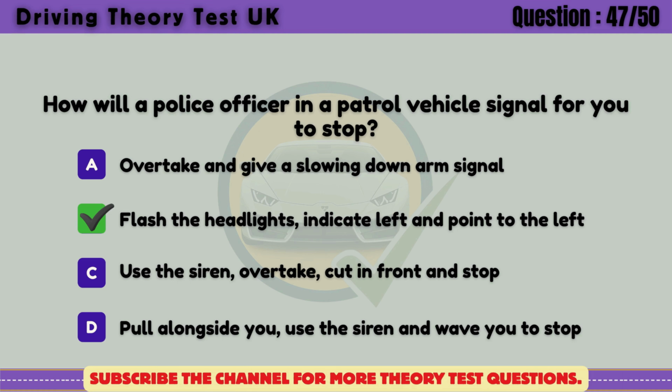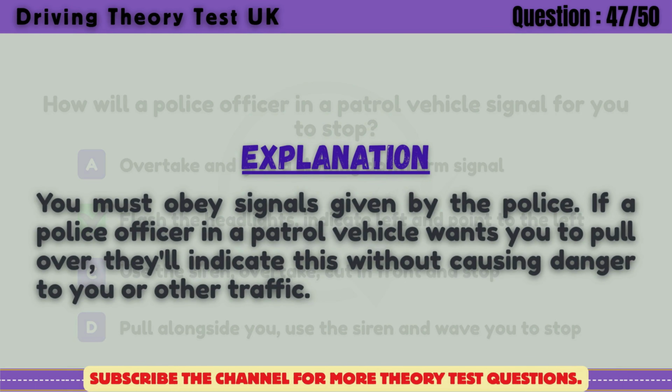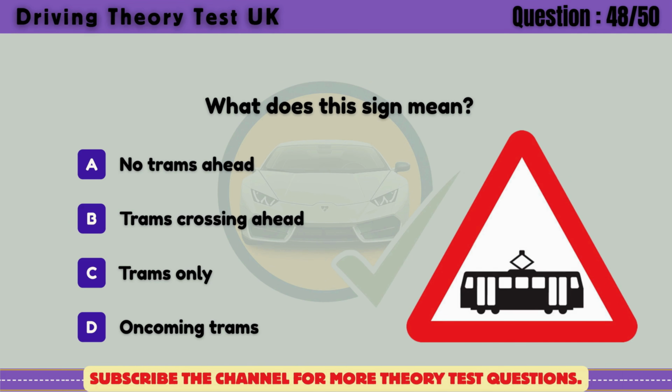Answer is B. Flash the headlights, indicate left and point to the left. You must obey signals given by the police. If a police officer in a patrol vehicle wants you to pull over, they'll indicate this without causing danger to you or other traffic. Question 48. What does this sign mean?